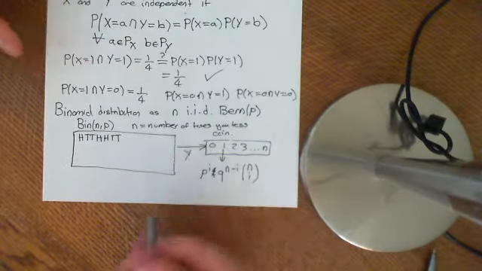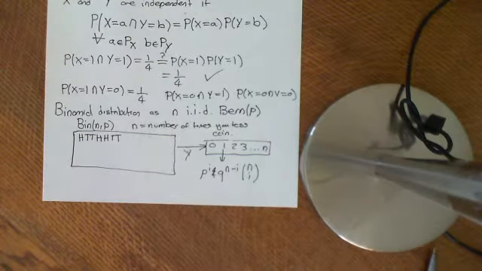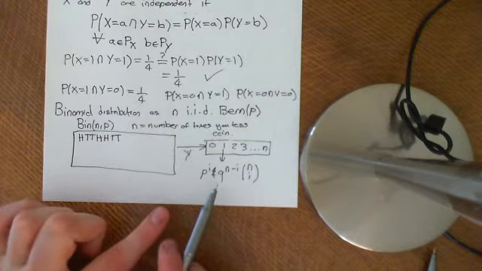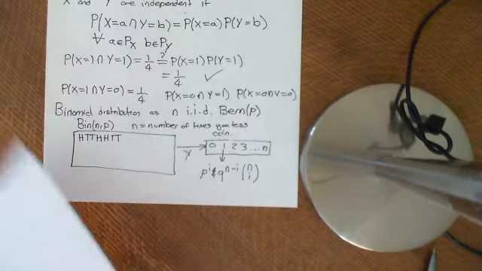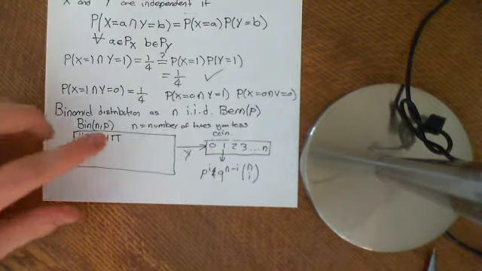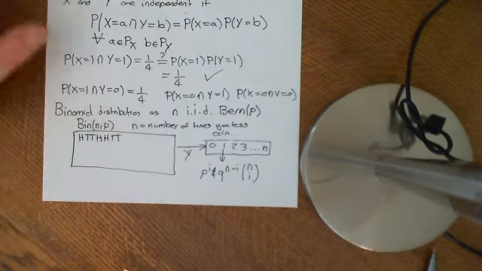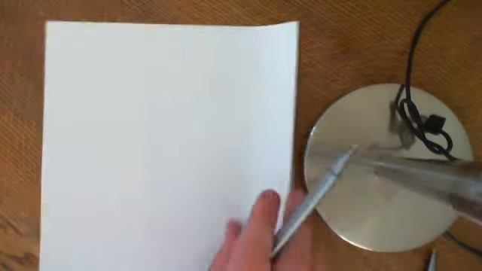Okay, so now what I want to show you is that this probability mass function can be constructed. The way that you can think of this is as the sum of n identically distributed independent Bernoulli P distributions. So I want to show you how. So here's a new piece of paper. Yep, we do need a new piece of paper.